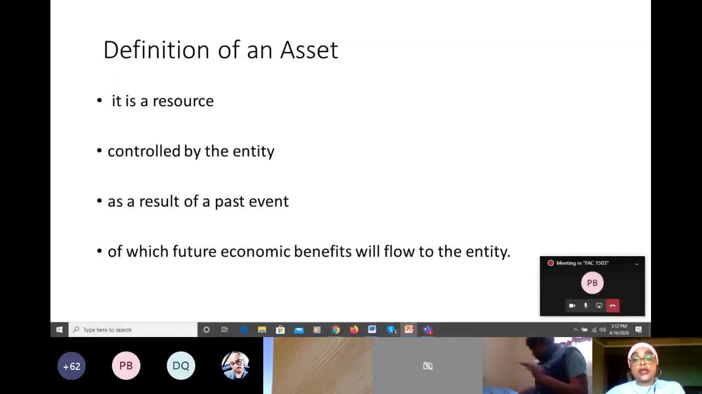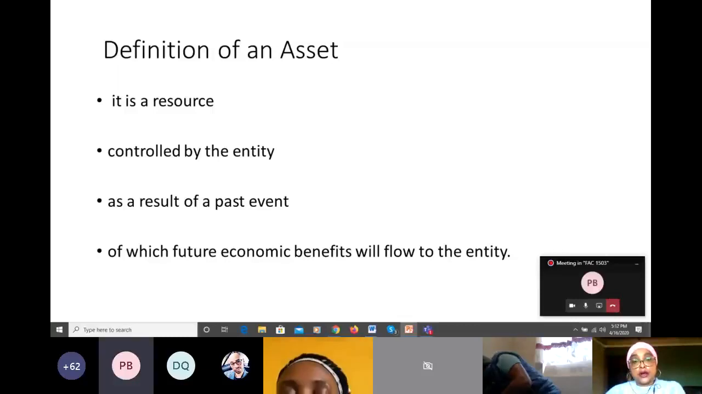Okay, of which future economic benefits will flow. This vehicle or this truck can do deliveries. If it can do deliveries and bring in money for your business, it means that it will meet the definition criteria of future economic benefits will flow to the entity.